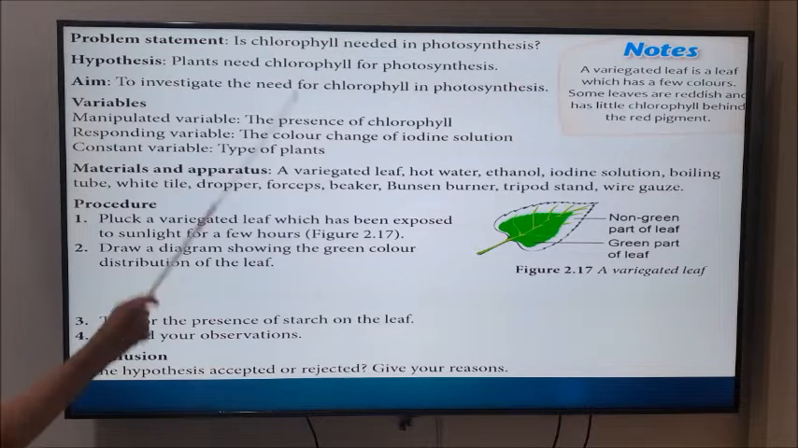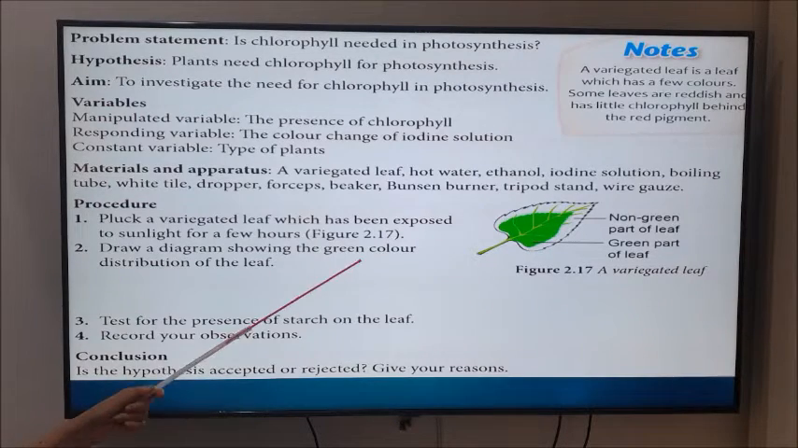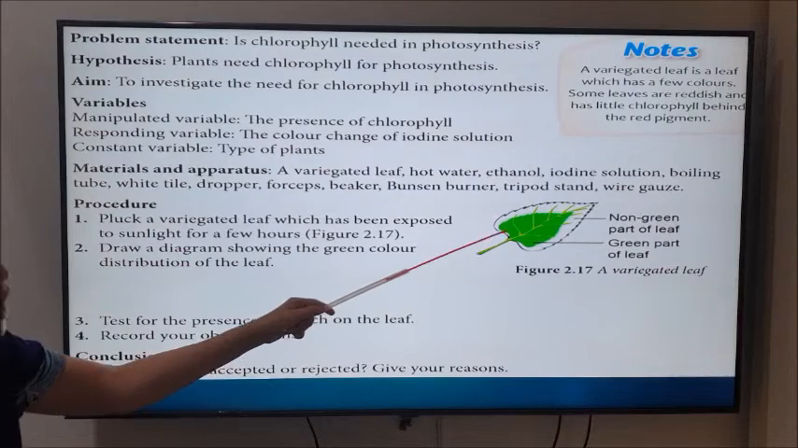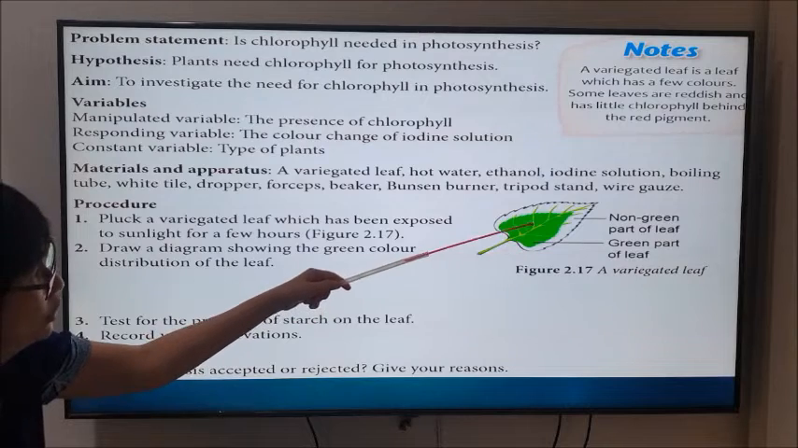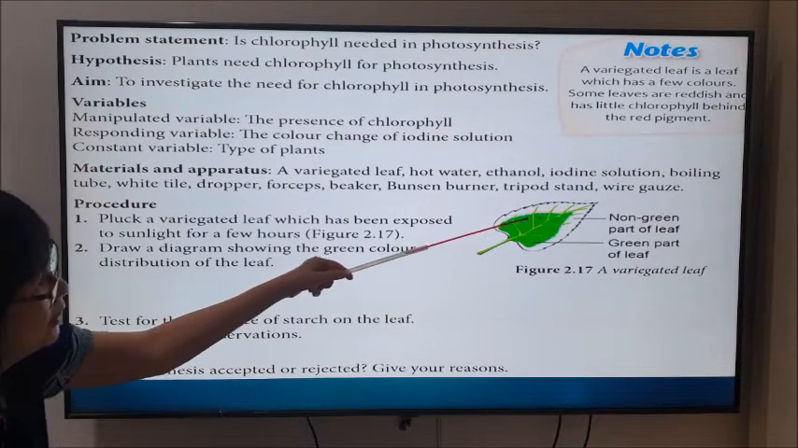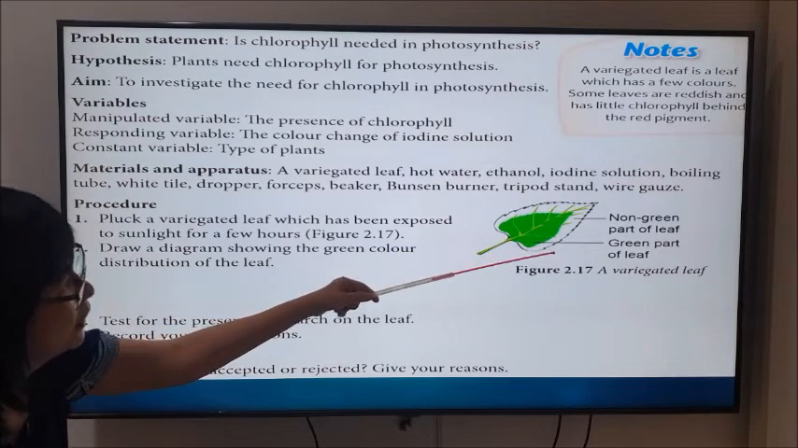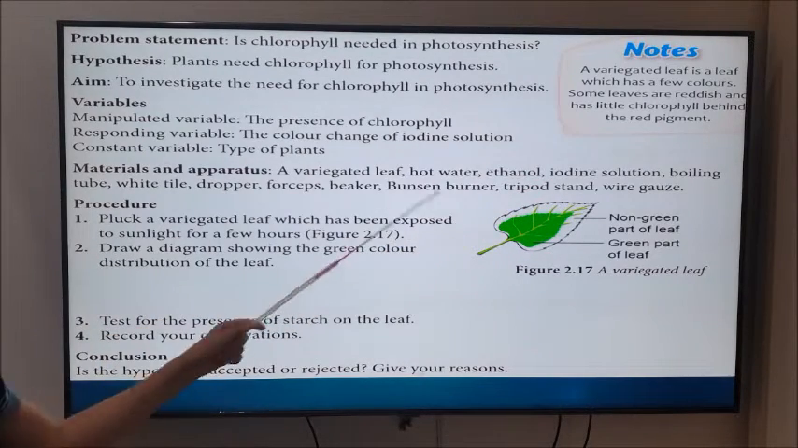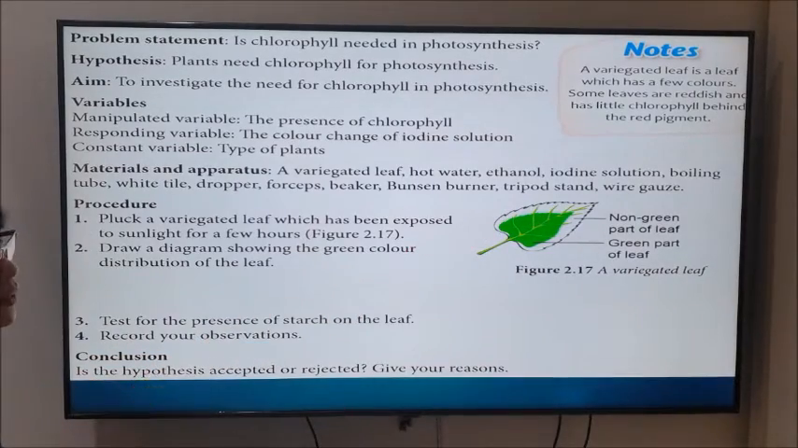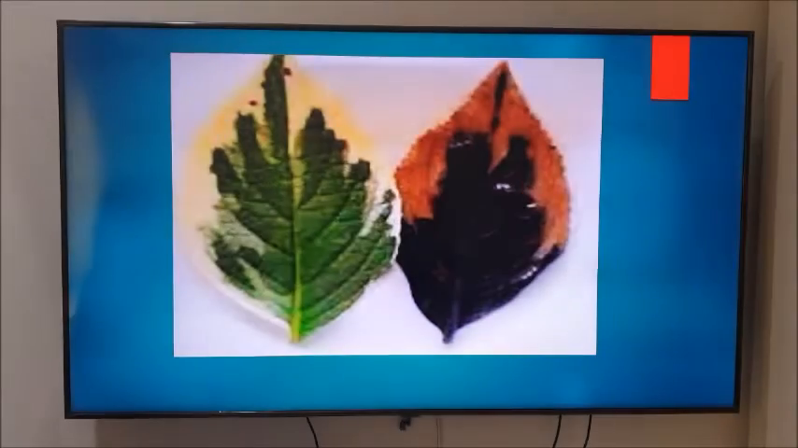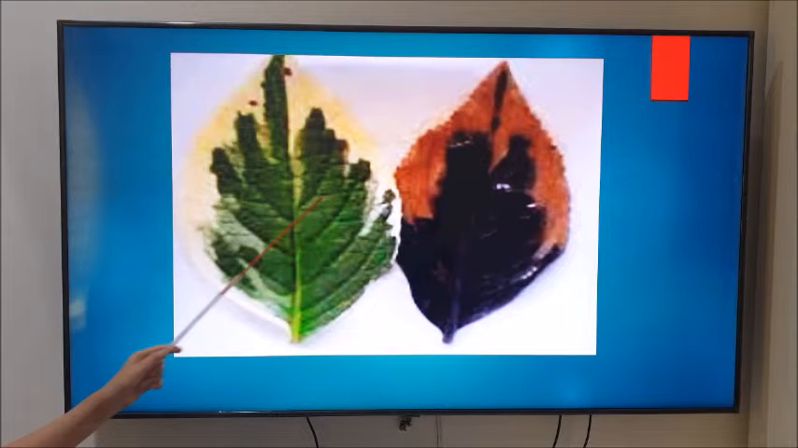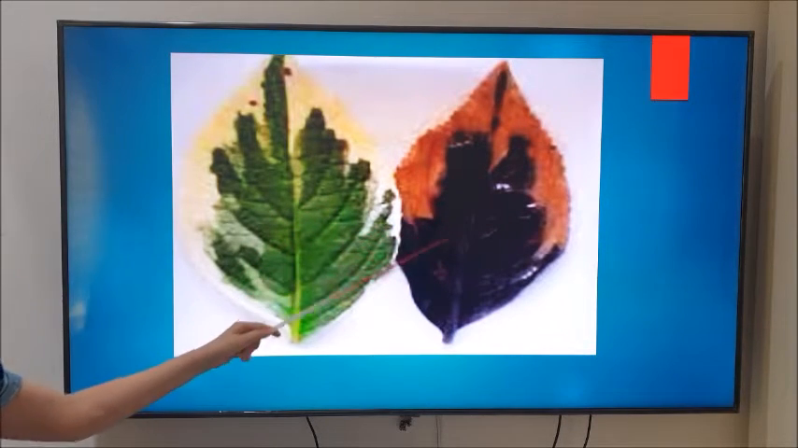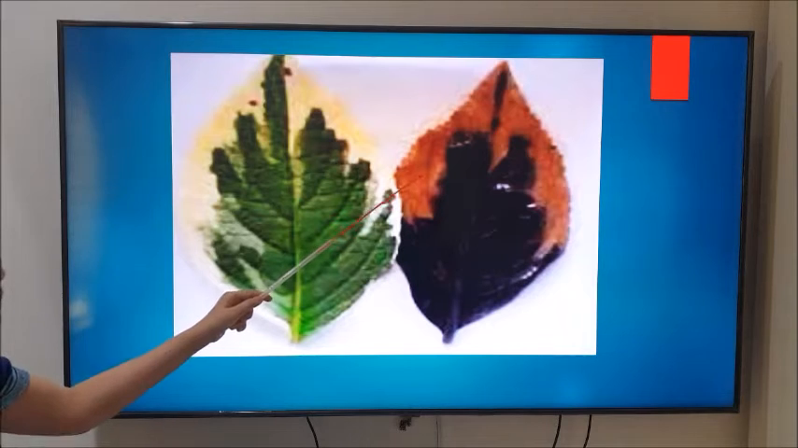The second factor is chlorophyll. Is chlorophyll needed for photosynthesis? So for this, we need a type of leaf, we call it the variegated leaf. Now this variegated leaf has two parts. One is green in color, one is the non-green part. So this leaf, straight away we can carry out the starch test. The result shows that the green parts, the iodine turned into blue-black, whereas the non-green part, the iodine remained brown.